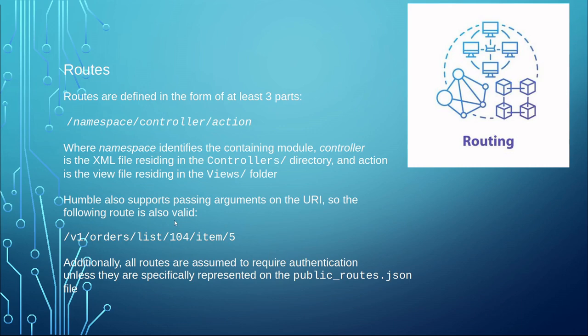And additionally, by default, Humble actually protects all your routes and they require authentication. If you don't want that route to require authentication, if you want to make it public, you have to go to the public routes.json and enter that route there. Otherwise, Humble will direct you to the login page to authenticate before you can have access to those routes.